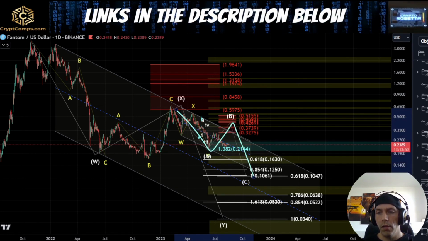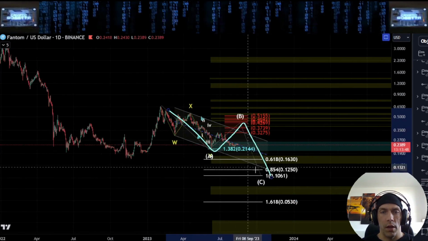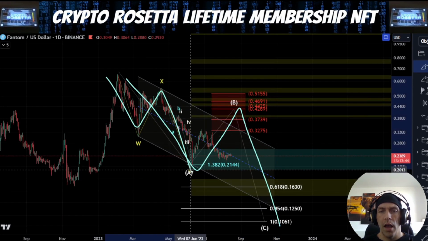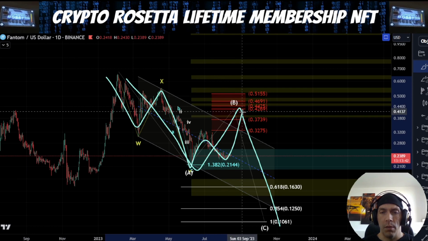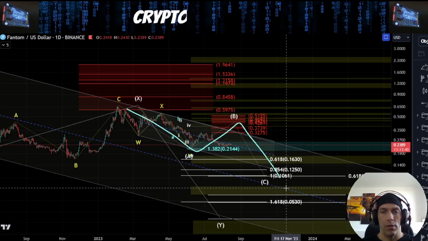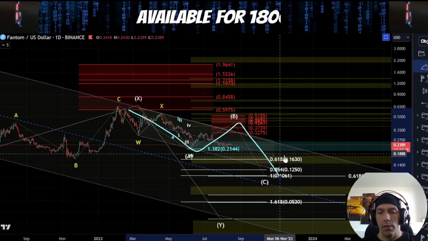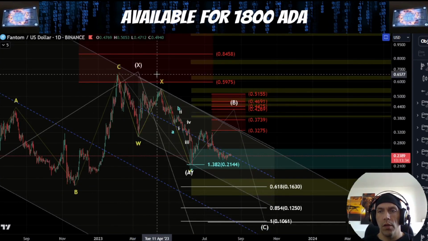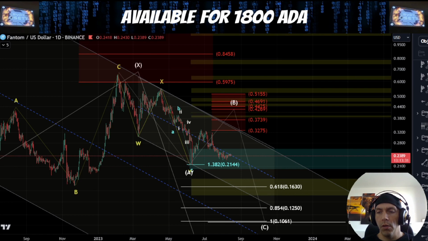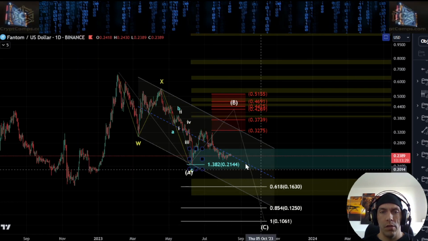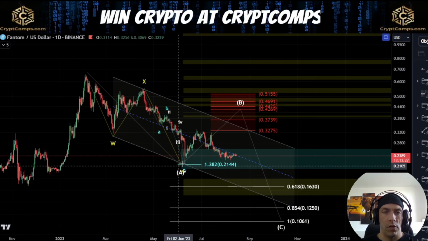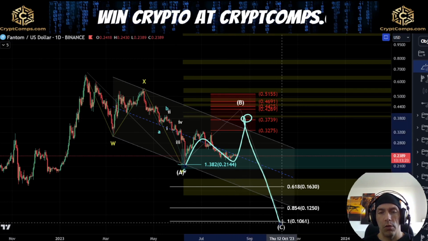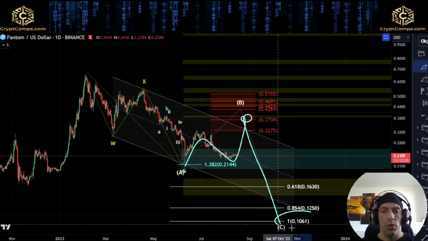Within this idea, this structure to the downside could just be W, X, and Y, and then we could be looking for 3 waves up, and then we're going to see another break to the downside. The key thing is that until we actually break back above this X wave high of 65 cents, we need to be on the lookout for this possibility. We could see this direct break to the downside. Once again, we'd be looking for a 3-wave move to the upside, and then that continuation to the downside with this C wave.